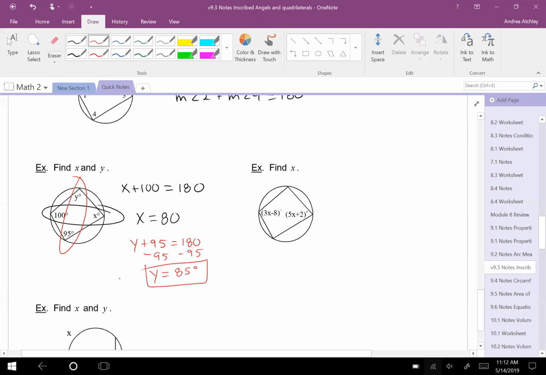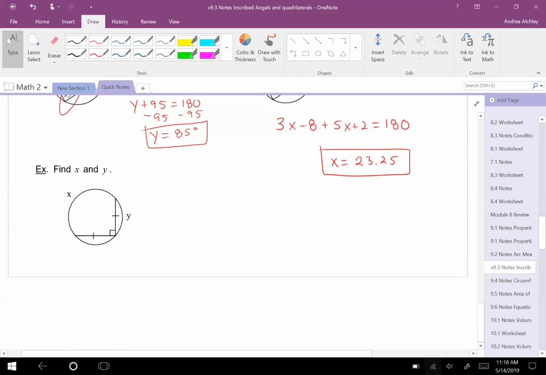Okay, everyone find x on the next one. So we should have added them and set them equal to 180, because opposite angles in an inscribed quadrilateral are supplementary. Once we solve that, we should get x equals 23.25. Any questions over that? We're all good?